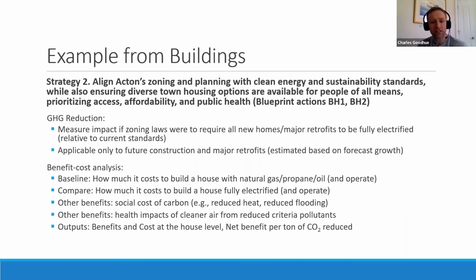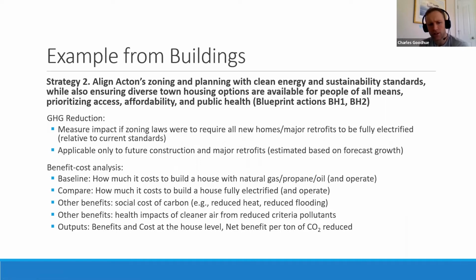What benefits and costs do we look at? Again, we look at those financial costs and benefits, that incremental change in that initial construction cost, and that change in operation cost of purchasing, maintaining both the electrification scenario, that strategy, as well as that natural gas, propane, oil, or other heating scenario. But we also look at other benefits.